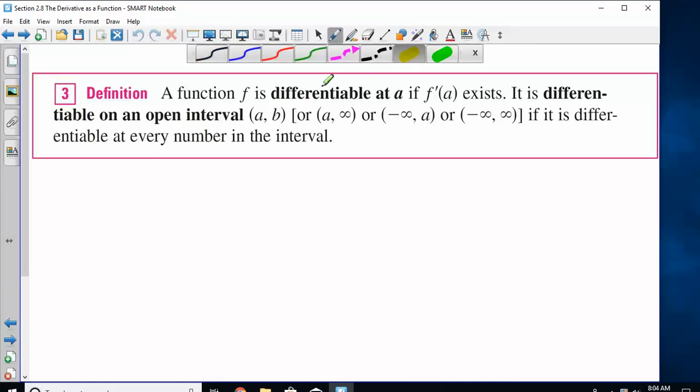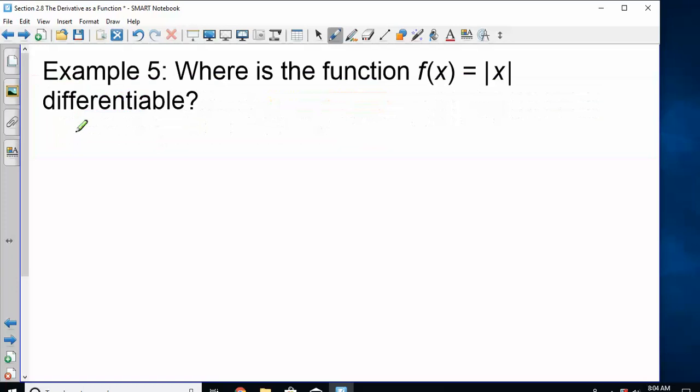When we see this term, differentiable just means the derivative exists. Okay, it is possible to be differentiable on different intervals. You can be differentiable between two numbers, less than a number, greater than a number, or everywhere on a graph. So let's take a look at this one. If I want to figure out where this function is differentiable, that means the derivative has to exist, right?